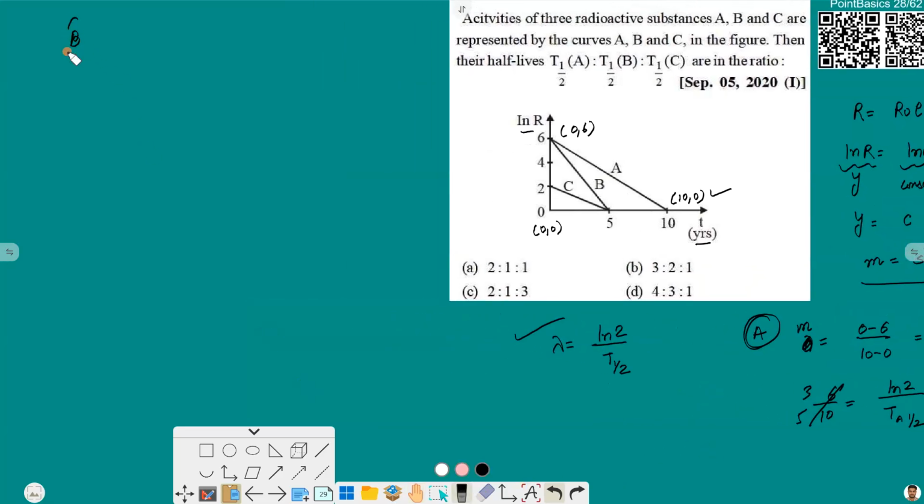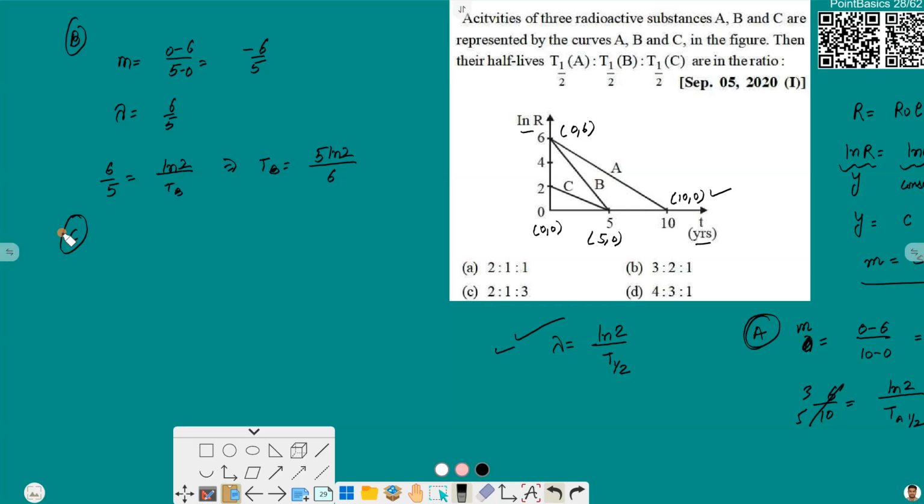Now let us do a similar calculation for B. For B, this point will be 5, 0. So the slope will be 0 minus 6 divided by 5 minus 0, that is minus 6 by 5. Lambda will be negative of the slope, so that is 6 by 5. Again we use the relation 6 by 5 equals ln 2 divided by t half of B. So the half-life for B will be 5 ln 2 by 6.